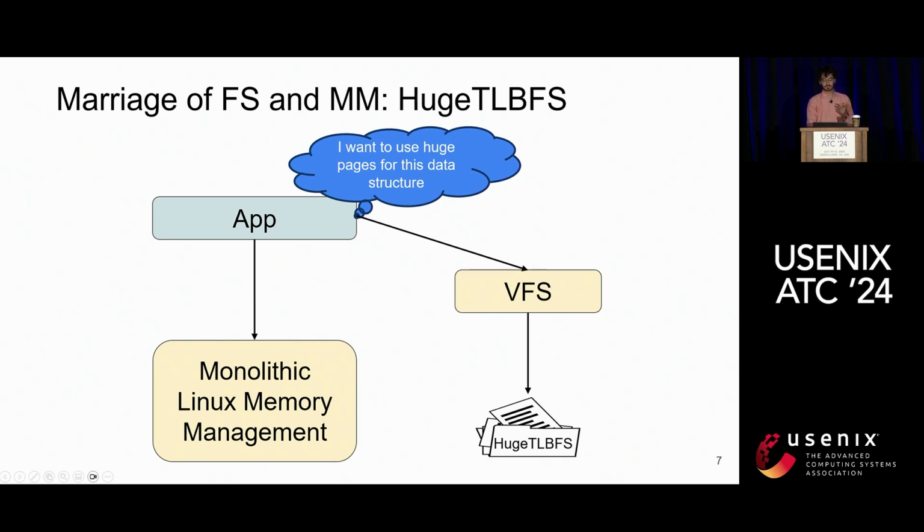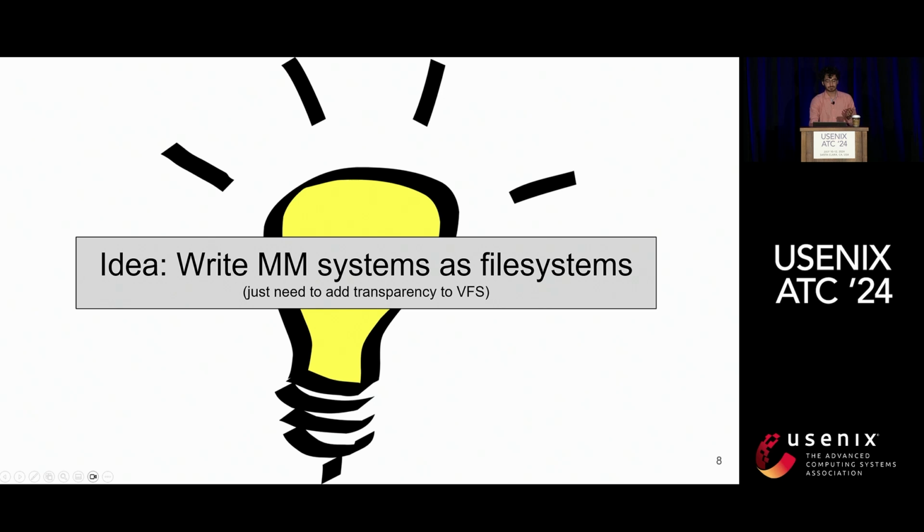However, this solution is still lacking as it does not provide transparency to the application. If a user wants an application to use HugeTLBFS, the application must be modified to do so. So looking at the success of HugeTLBFS made us wonder, why create a whole new interface from scratch? File systems provide most of what we want, so let's write memory managers as file systems. We just need a way to get transparency.